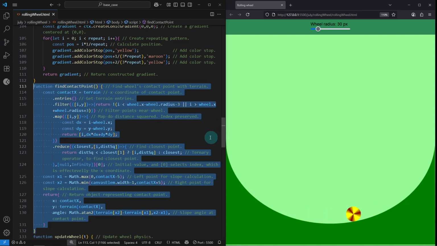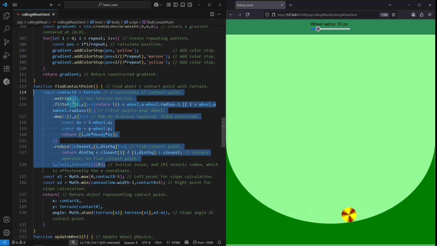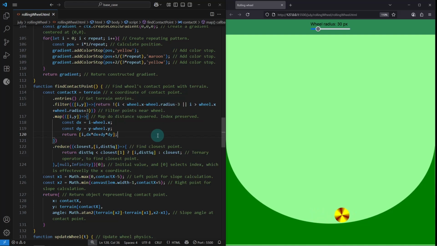Finding where the wheel touches the terrain is handled through method chaining. We filter terrain points near the wheel, map them to squared distances, avoiding slow square root operations, then reduce to identify the closest contact point. This efficient approach minimizes calculations while maintaining accuracy.